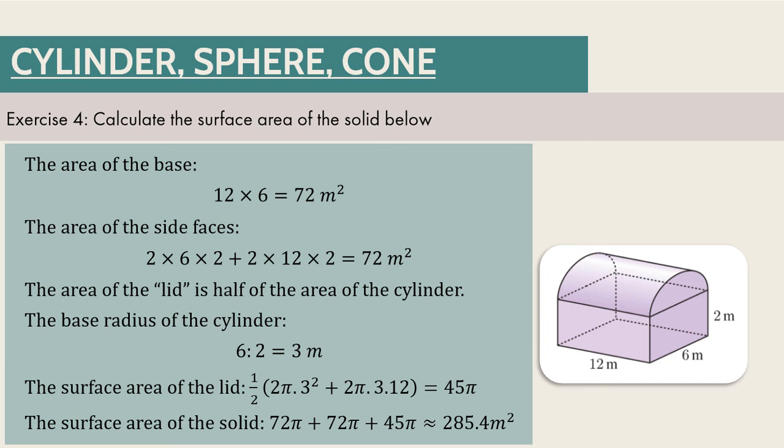And in order to find the surface area of the solid, we just add all those areas we have calculated together. We have 72 pi plus 72 pi plus 45 pi, and that is approximately 285.4 square meters. Hopefully you all have the same answer as mine. Okay, have you finished this problem?